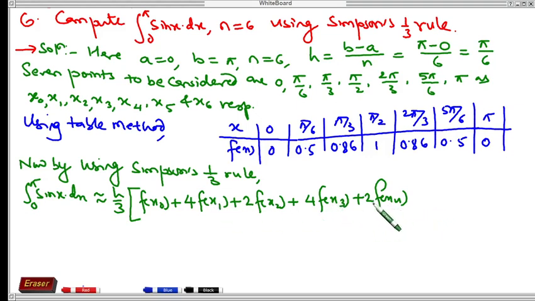plus 4 times f of x5 plus f of x6]. Let me check once: this and this, 2, 3, 4, 5, 6, 7. Odd ones, f1, 3 and 5, are multiplied by 4, and even ones, 2 and 4, are multiplied by 2. That's fine. Then we are at the end, this last term.